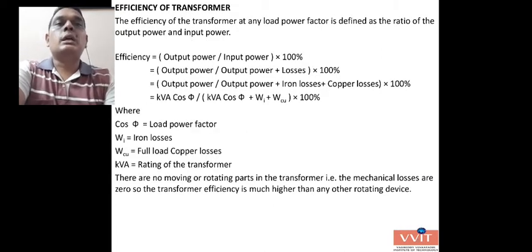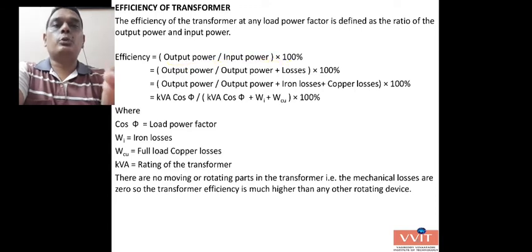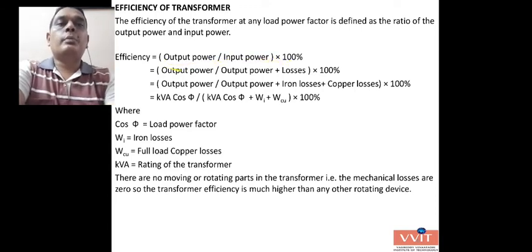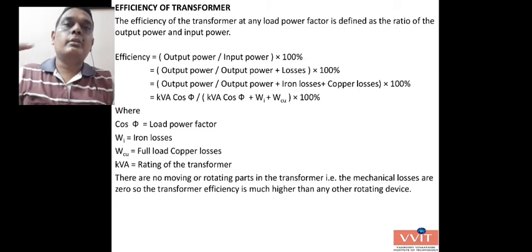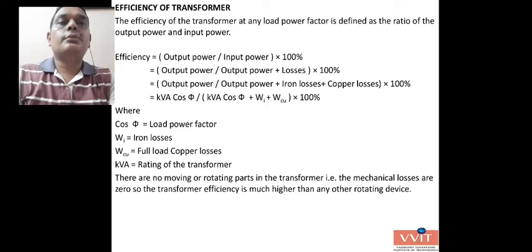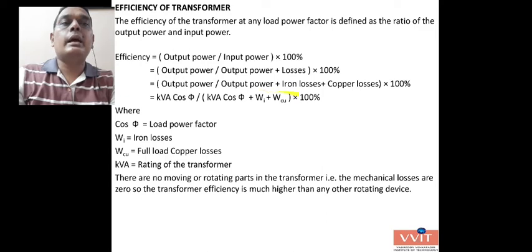What is efficiency? The efficiency of a transformer at any load power factor is defined as the ratio of output power to input power. Therefore, efficiency is output power divided by input power, and input power equals output plus losses. Whenever we apply the input, we get the output, but some losses also exist. What are the losses? We have iron losses and copper losses.